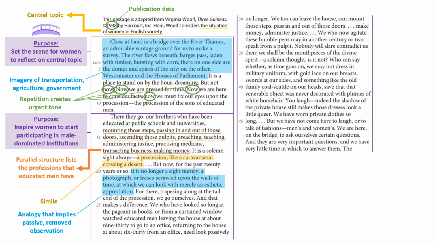Later, the author uses the analogy of people admiring a piece of artwork to imply that women in the past have observed the procession of educated men passively and from a distance. However, the phrase, "we go ourselves," signals a transition to an active approach.